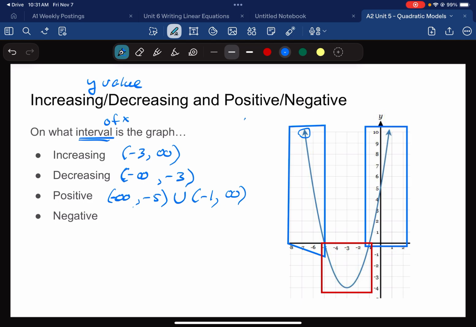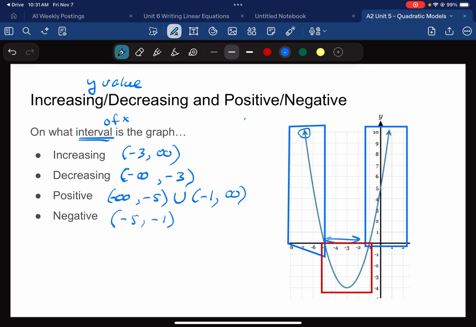Now notice, again, we didn't include any of these values; we used parentheses instead of brackets because at -5 the y value is 0, and that's not positive and it's not negative. So we can't include that. Same thing at -1. Now, where is the graph negative? Well, it's negative on the interval from -5 to -1. So in between those two, we see our graph is negative.